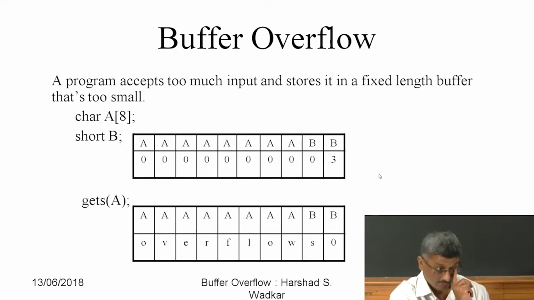Let us see what happens here. There is a buffer, a character array A of size 8, and there is a variable B which is of type short integer. So you can see there are 8 bytes for A and 2 bytes for B allocated. Initially let us say the data is all zeros, and B contains the value 3. I am using the gets function, our favorite, we started with that, right? And the data I have given is overflow.